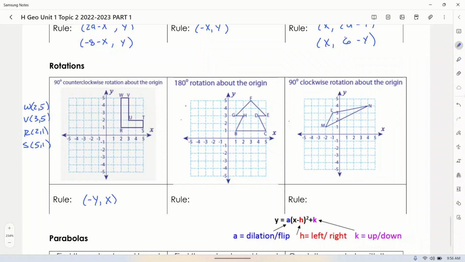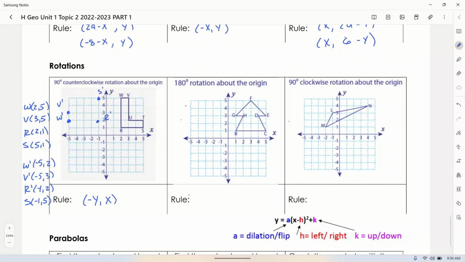Okay, so what are our pieces going to be? What's W going to become? It's going to become (-y, x). What's V going to become? (-y, x). What's R going to become? (-y, x). What's S going to become? (-y, x). And we're just going to plot those points. So there's W, V, R, S.